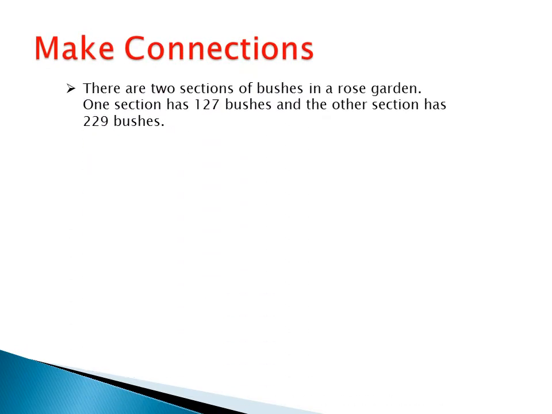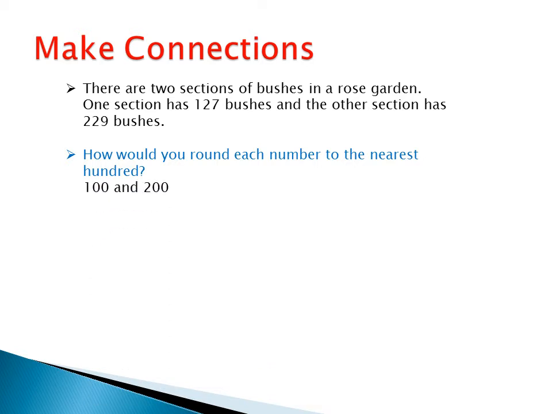Now I have some questions for you before we start with our new lesson. There are 2 sections of bushes in a rose garden. One section has 127 bushes and the other section has 229 bushes. How would you round each number to the nearest 100? Excellent. Round 127 to 100 and 229 to 200. How many bushes would you estimate there are all together?